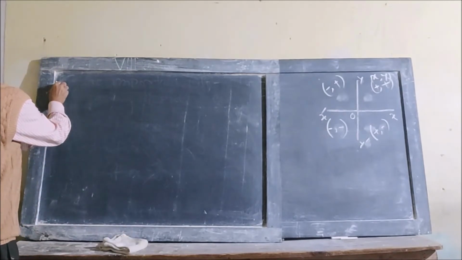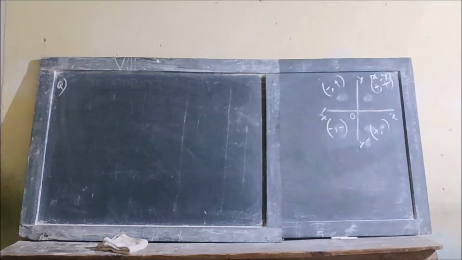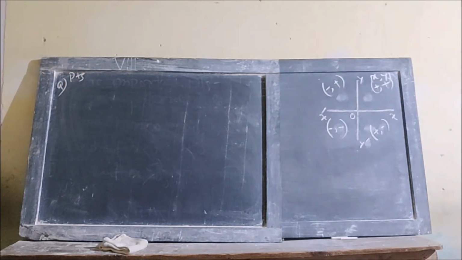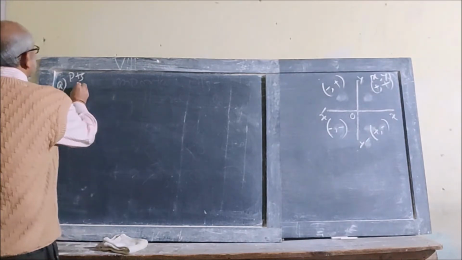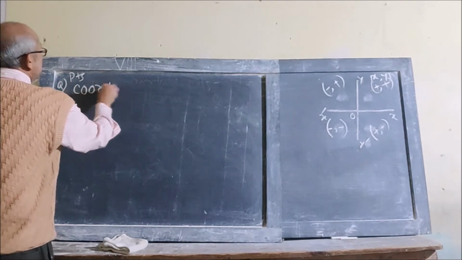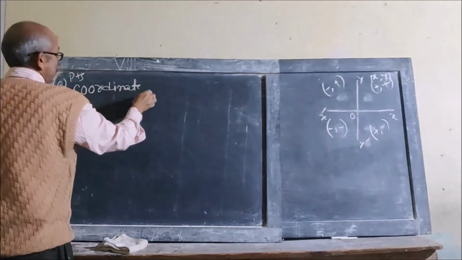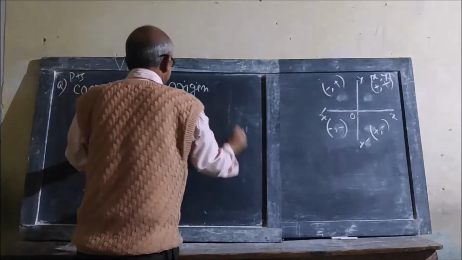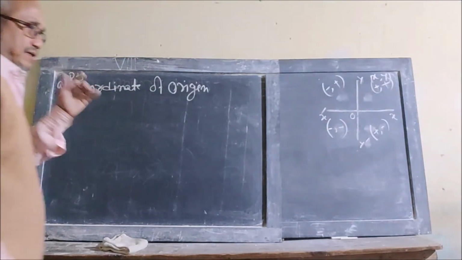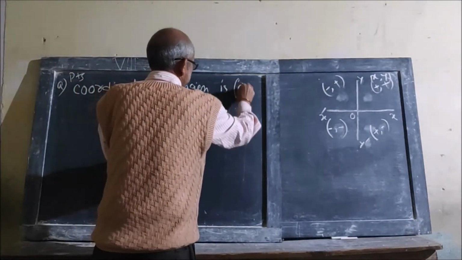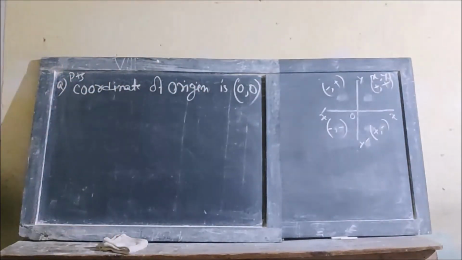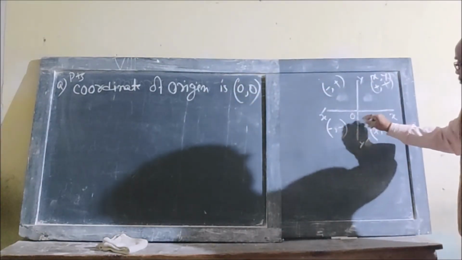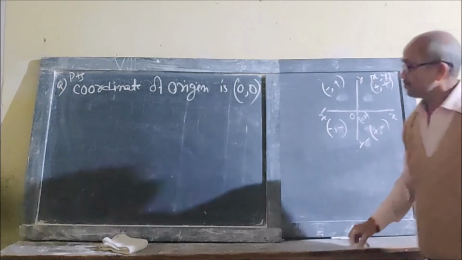Number 1, point A: the coordinate of the origin. The coordinate of the origin is (0, 0).